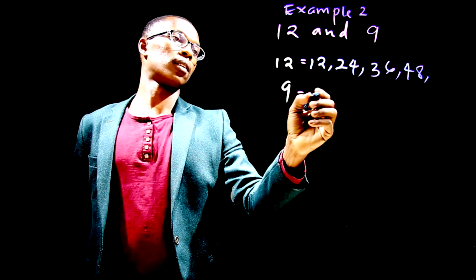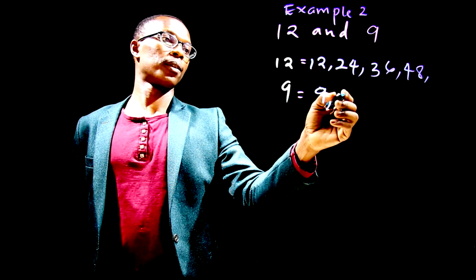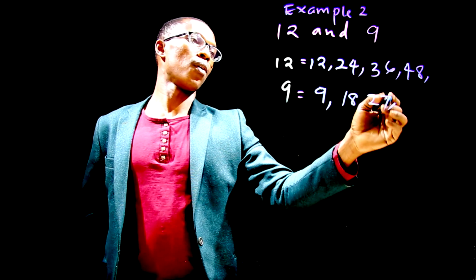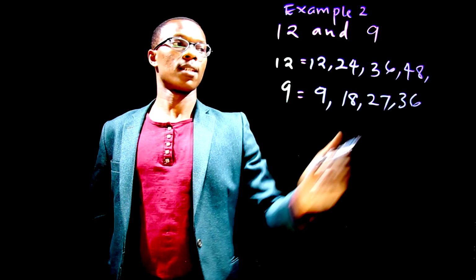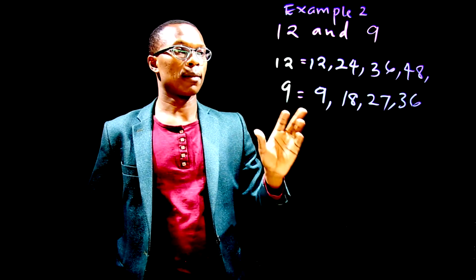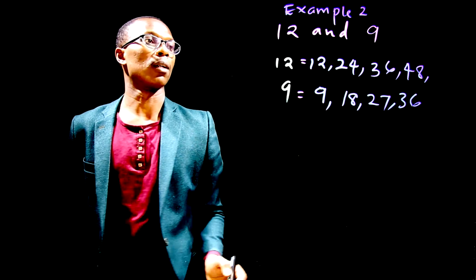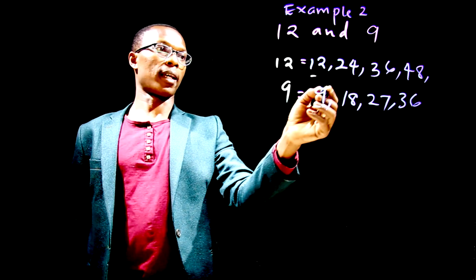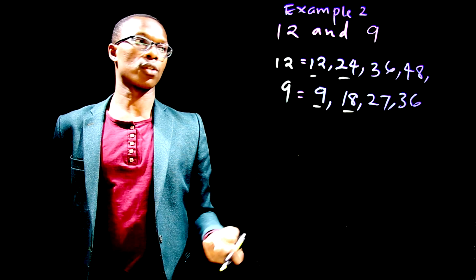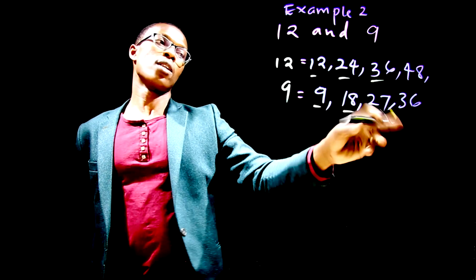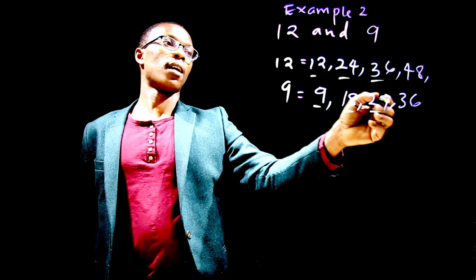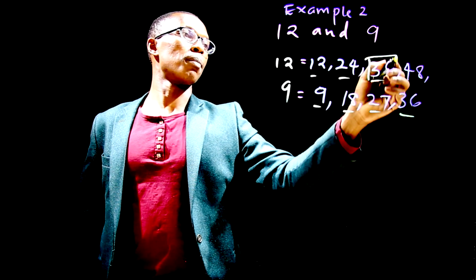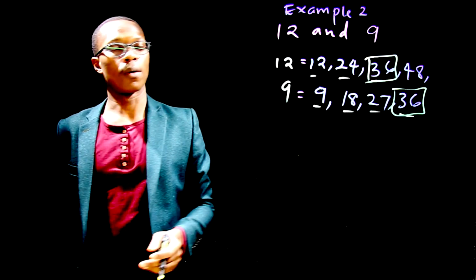Let's also find this one. 9 times 1 is 9, 9 times 2 is 18, 9 times 3 is 27, 9 times 4 is 36. I think that's it. We're looking at the least common multiple. 12 and 9, we can't pick that because there's no common multiple there. 24 and 18, still not common. 36 and 27, 27 is not common, so we're not picking 27. Let's move to the next one. 36, that's common. So we're going to pick 36 as our least common multiple.